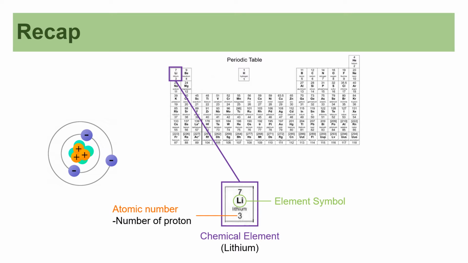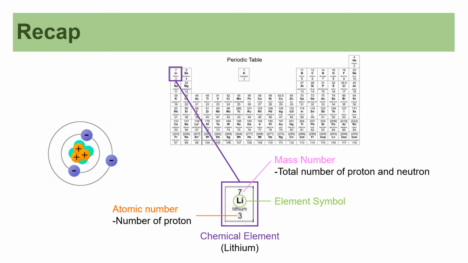At the bottom, we have the atomic number, which is the number of protons. This is really important for us because the number of protons determines which element it is.